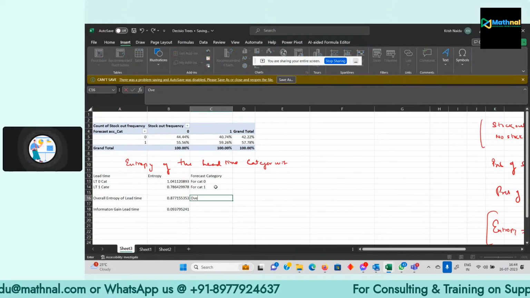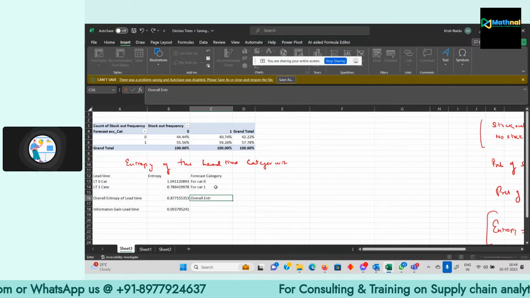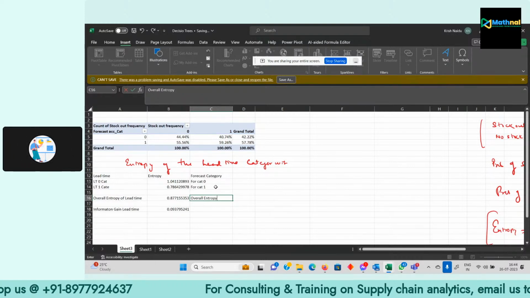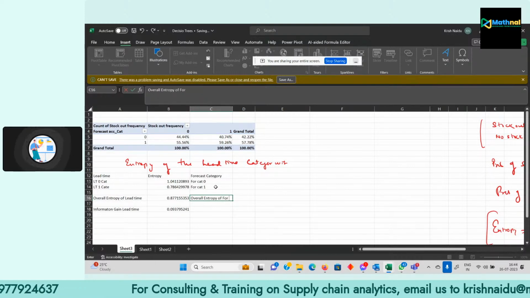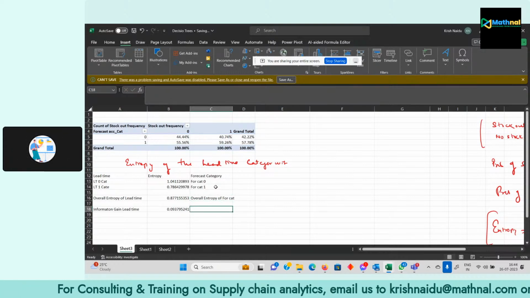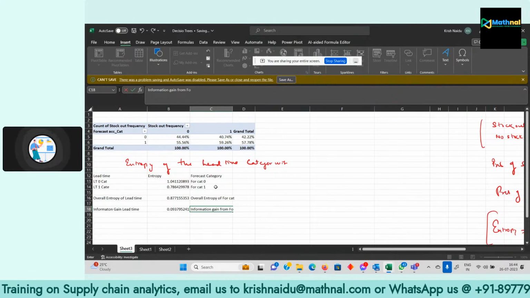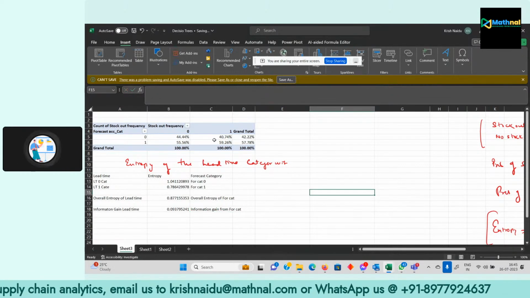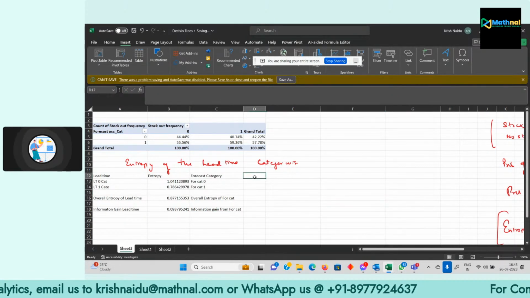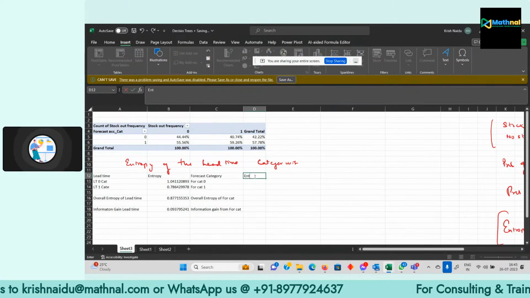Right? And I'll measure the overall entropy of forecast category, and then we'll measure the information gain from forecast category, right? So let's measure this one by one. So this is our entropy.